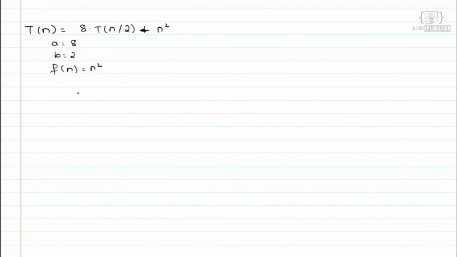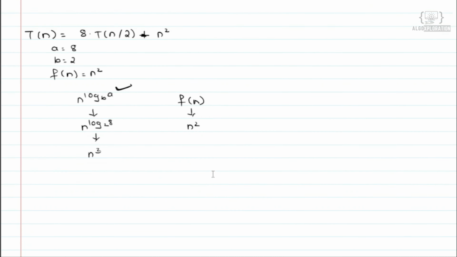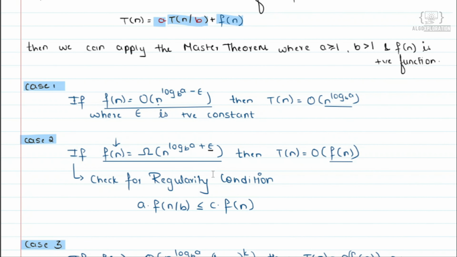So the value of n raised to log a base b will be n raised to log 8 base 2, that will be n raised to 3, and the value of f of n is n square. So here in this case this term is bigger, so it goes to case 1.